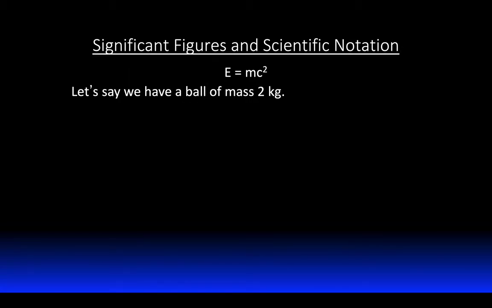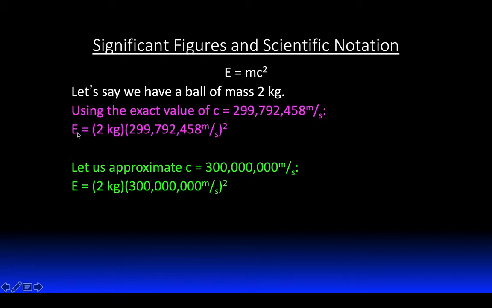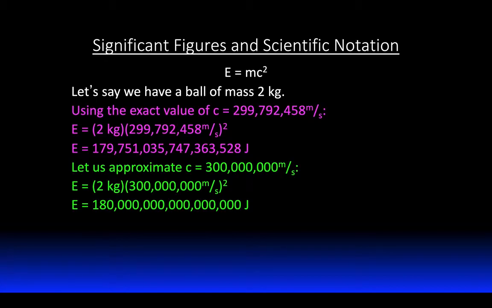So let's say we have a ball of 2 kilogram mass, and let's plug this 2 kilogram mass into m. Let's compare the exact value for the speed of light and an approximation for the speed of light, and let's see what happens. So if I use the exact value for the speed of light and compare that to an approximation, I could say E is equal to 2 times 299,792,458 squared, or E is equal to 2 times 300 million squared. I plug that number in a calculator. I get these two results.